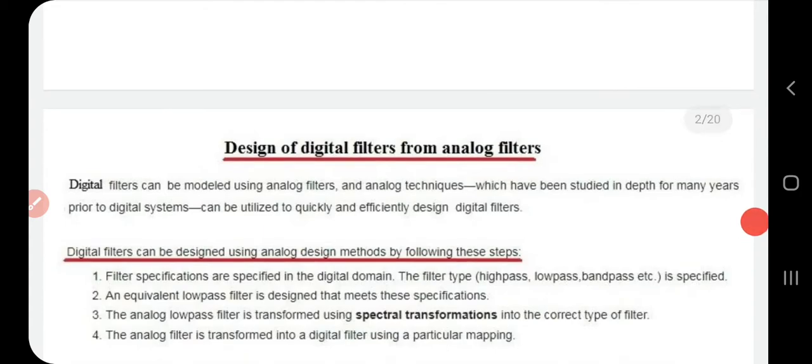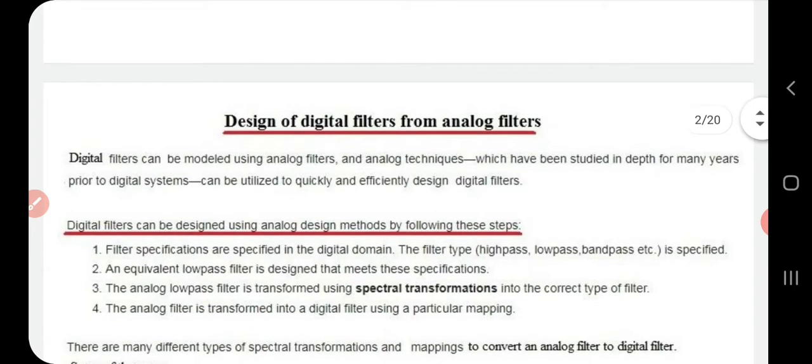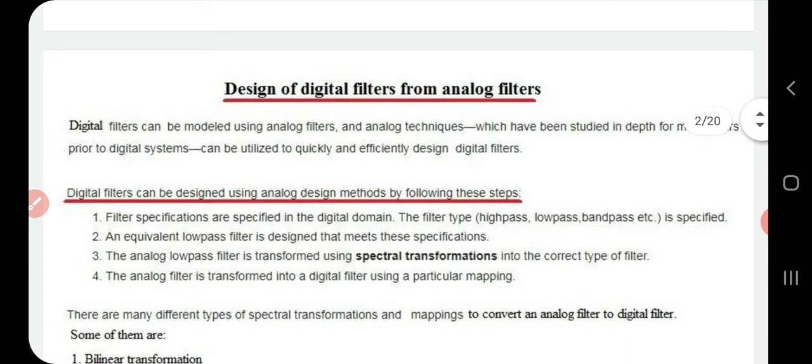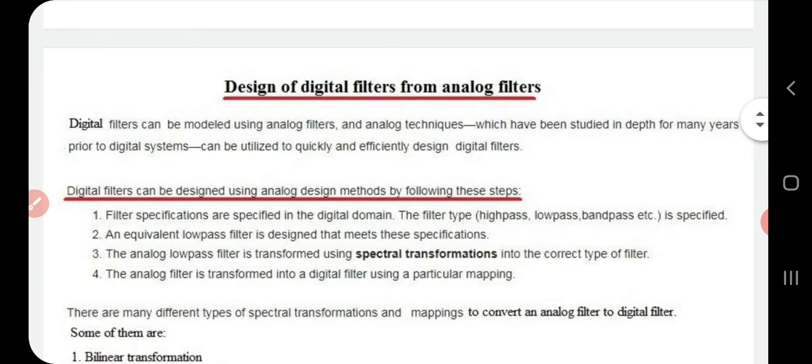Now, this is a brief theory part about the design of digital filters from analog filters. Digital filters are actually made from analog filters and analog techniques, which have been in study for many years, even before the beginning of digital systems, and they can be used quickly and efficiently to design digital filters. That is, the basic design of digital filters comes from analog filters. Analog filters were first designed, and by using certain modifications in the analog filter design, digital filters come.